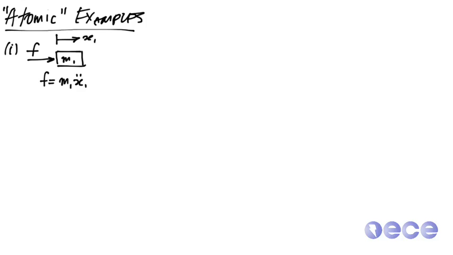But clearly if you kept pushing with this force and there was no resistance, eventually the mass would be going really fast, right? And eventually it would do things that it's not supposed to do. We can also rewrite this as m1 v1 dot instead of x1 double dot, because v1, of course, is x1 dot. So v1 dot is x1 double dot.